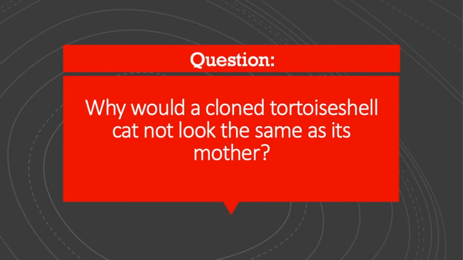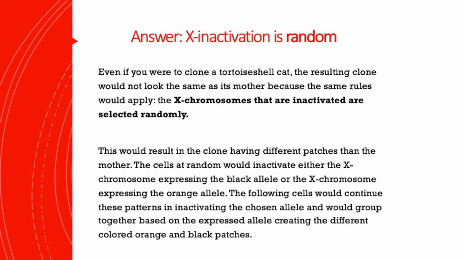So what about this question? The answer goes back to the principle that X inactivation is random. The cells at random would inactivate either the X chromosome expressing the black allele or the X chromosome expressing the orange allele. Cells derived from the original cell would continue these patterns in inactivating one of the alleles. They would then group together based on the expressed allele, creating different colored orange and black patches.